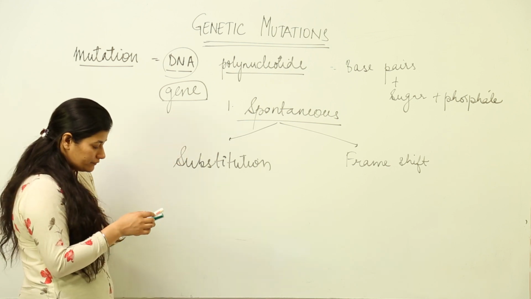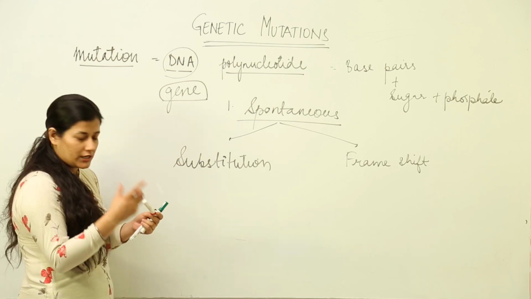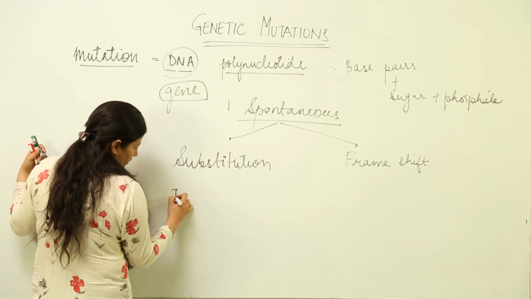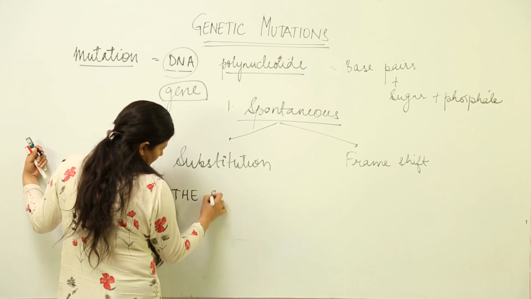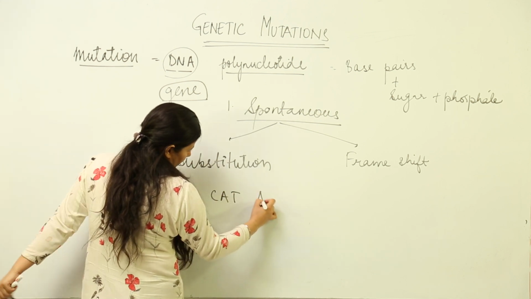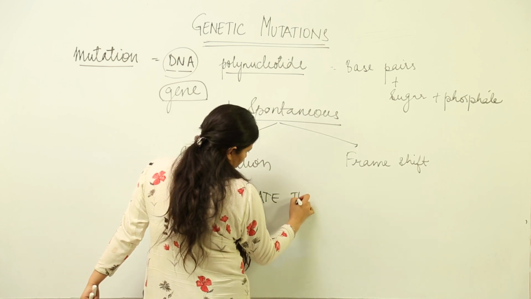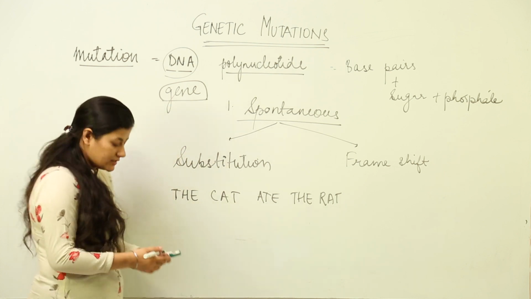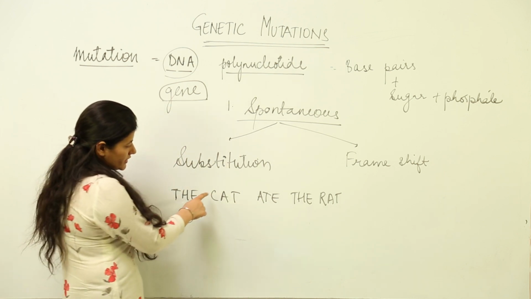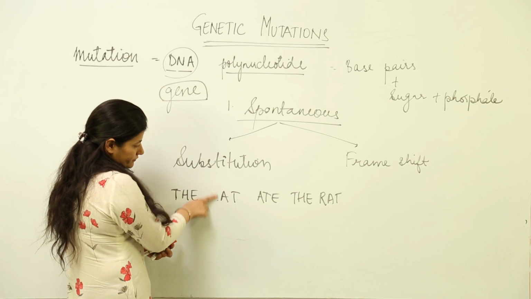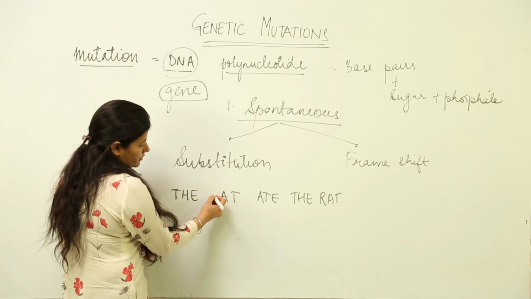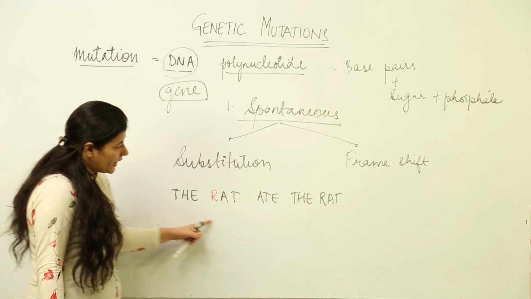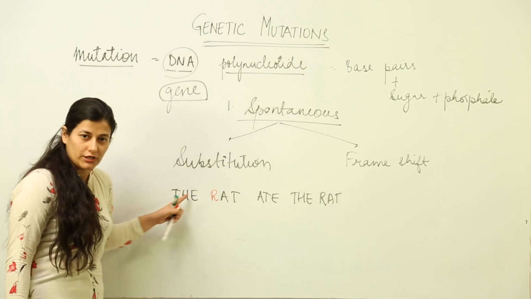Now we are going to take an example. Supposedly we have an arrangement where we have the cat ate the rat. Supposedly what happens is that in place of C, I put R. So you see the entire meaning of the sentence is changing, right?